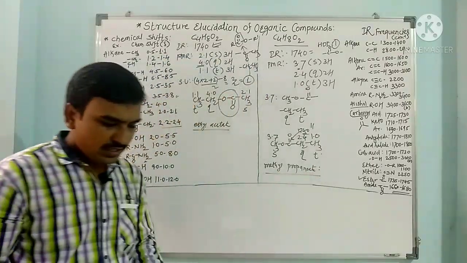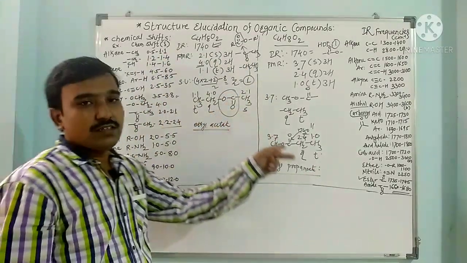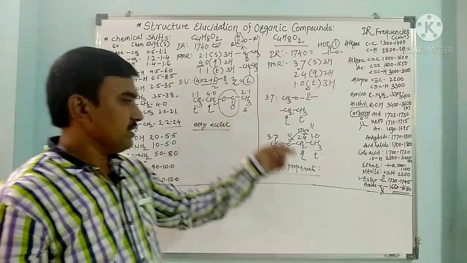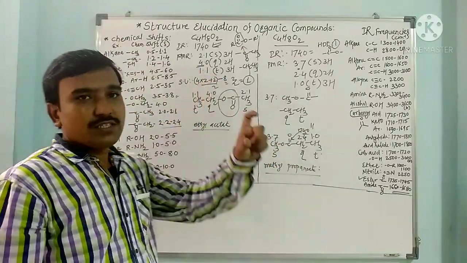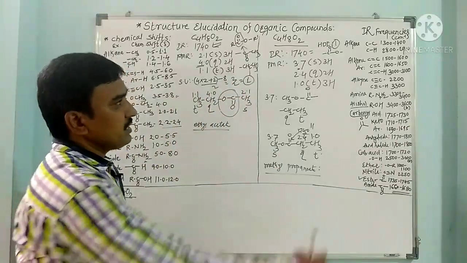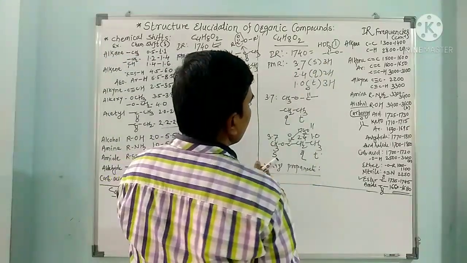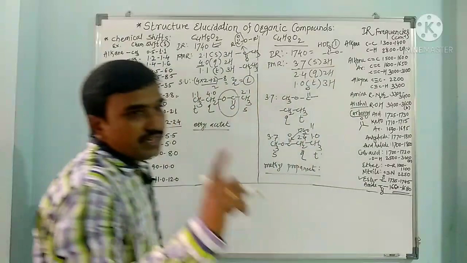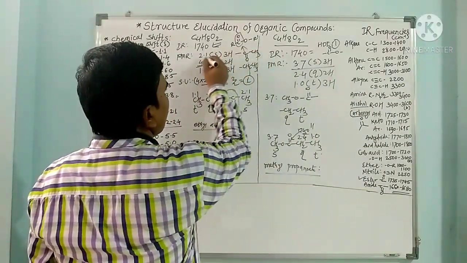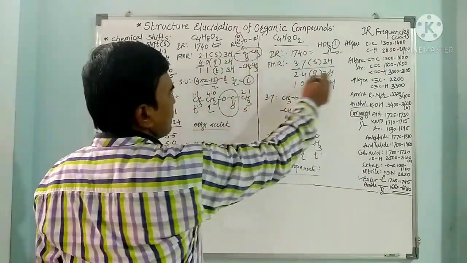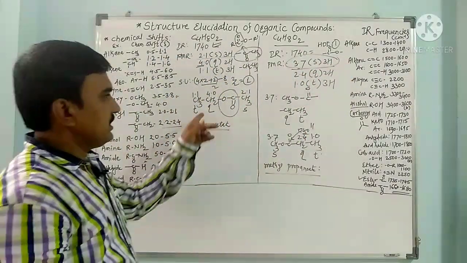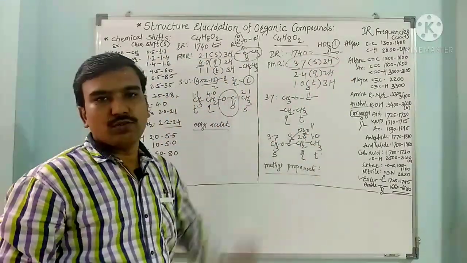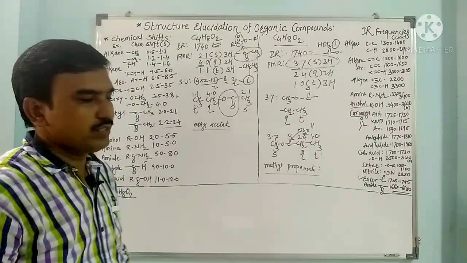Methyl propanoate. So these are the two compounds, both are esters, but one is ethyl acetate and the other is methyl propanoate. We can distinguish them from the chemical shift of 3 hydrogens, whether it is having methoxy or it is having acetyl. So here it is having acetyl. From this we can say whether it is ethyl acetate or methyl propanoate. So this is methyl propanoate.